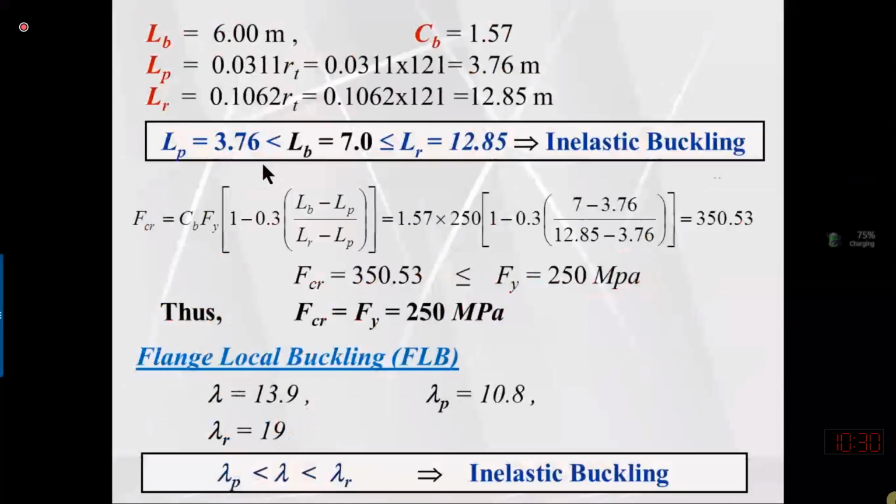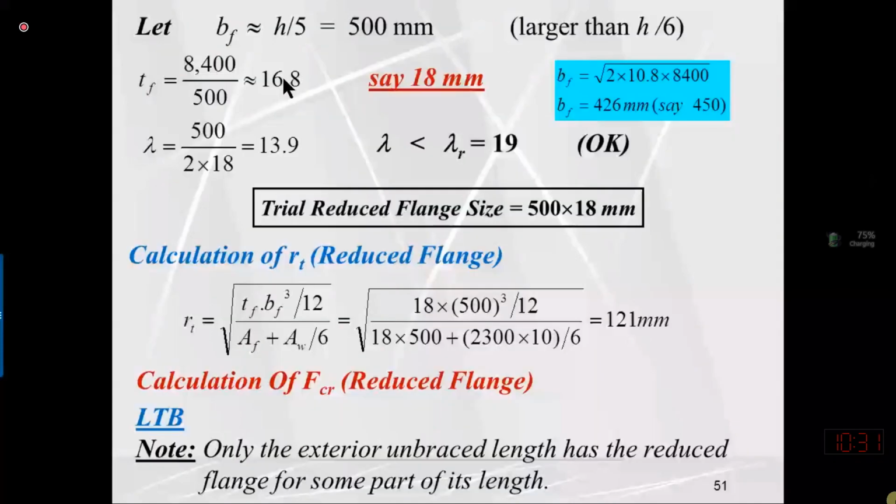We have this expression for LP and LR. LP is 0.0311 times RT and LR is 0.1062 RT. It means that if we want to determine the LP and LR values, we need the RT value. The RT value will be determined by this expression. So what is the RT value? That is the radius of gyration of the compression flange plus one third of the compression web.